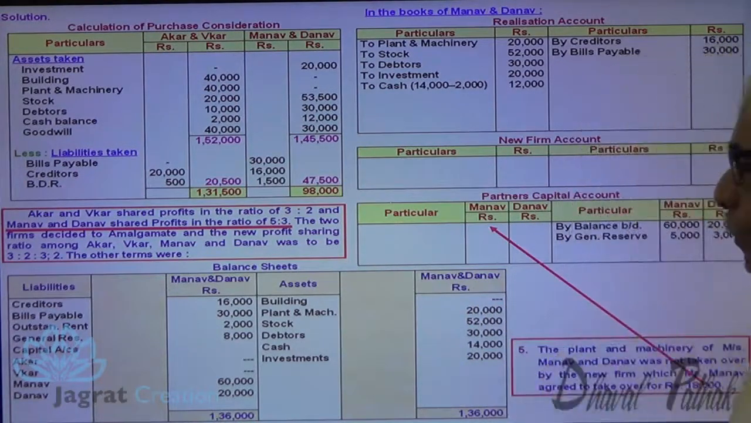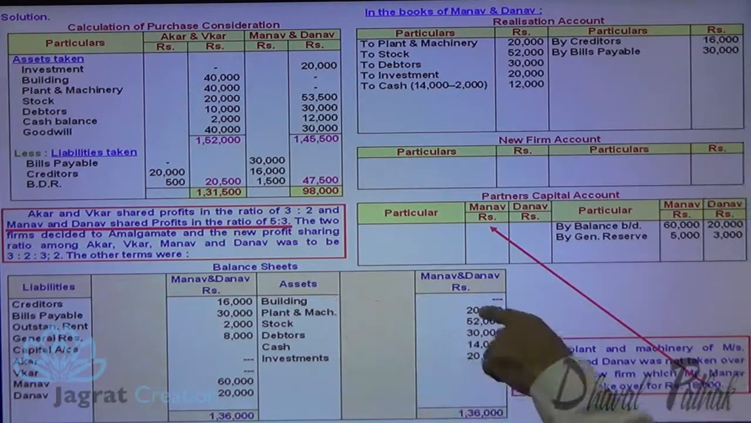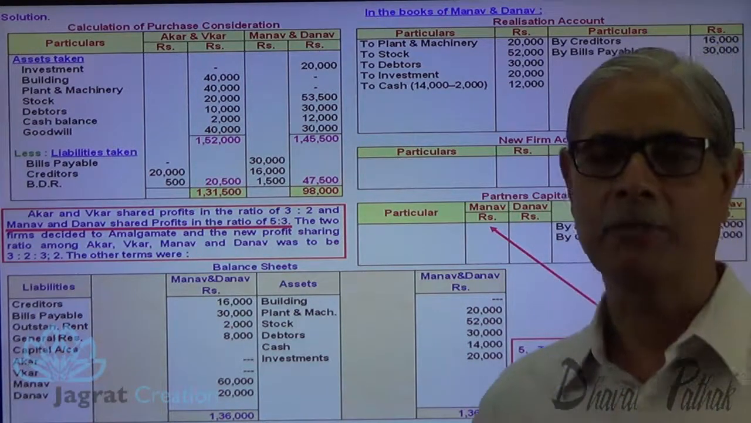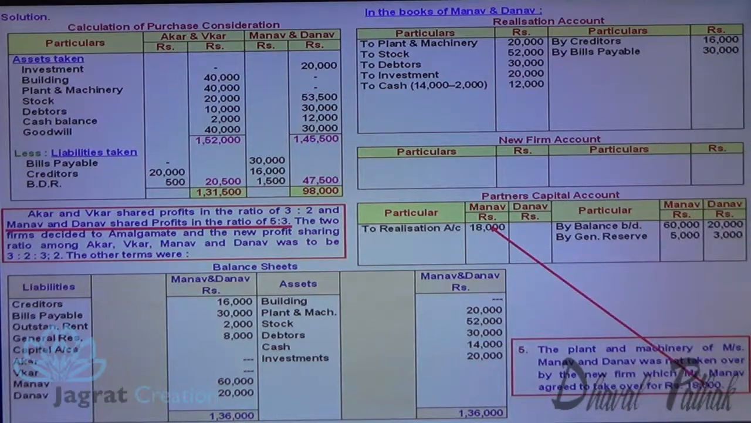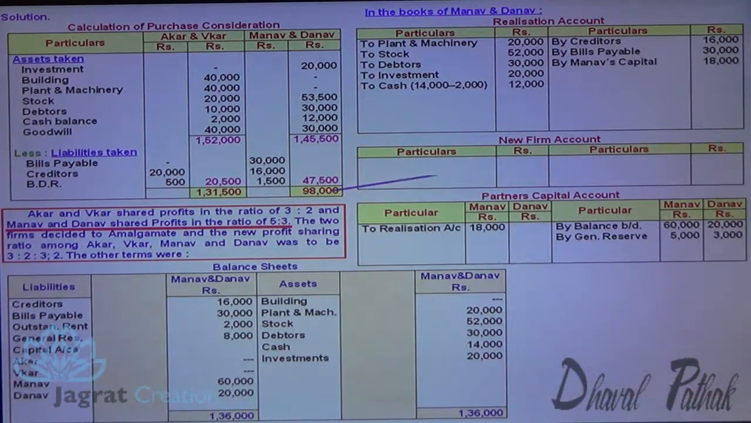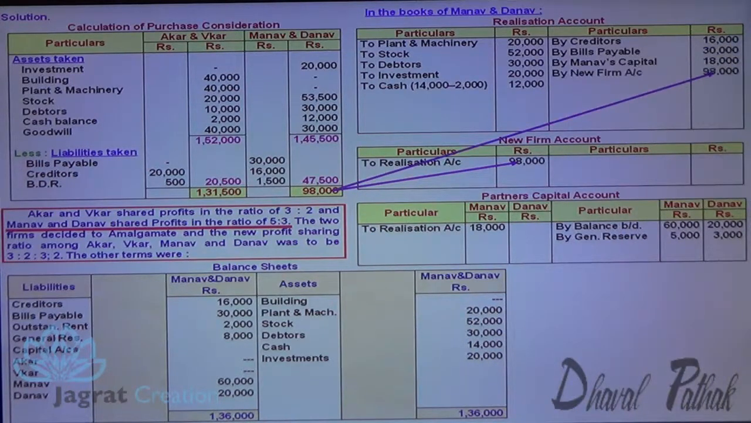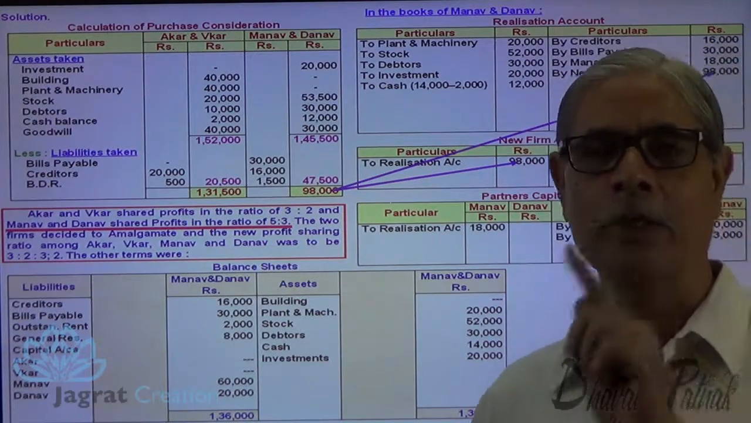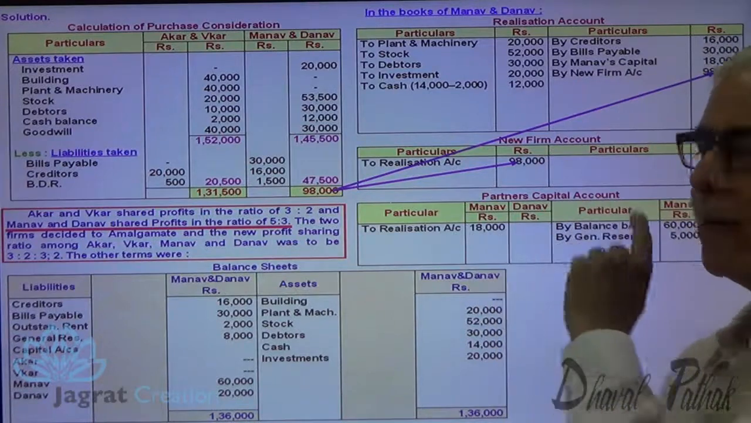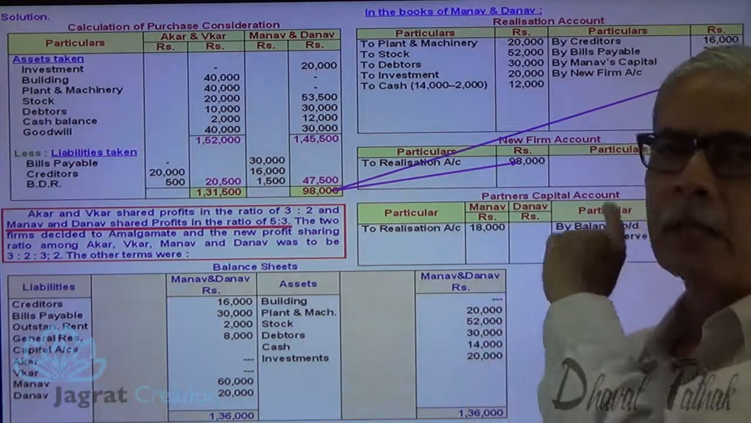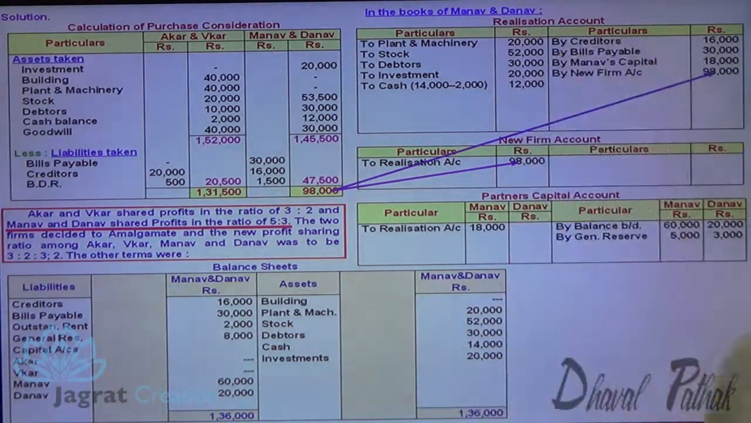One more point in this sum: the plant and machinery of 20,000 of Manav and Danav is not taken over by the new firm, which Mr. Manav agreed to take over at 18,000. So Manav has taken the plant and machinery for 18,000. So Manav's capital account debit, realization account credit 18,000. Now as I told you, this 98,000 is a sales price due from the new firm, new firm account debit, realization account credit. So all the assets and liabilities are transferred to the new firm except plant and machinery, which is taken by Manav. So Manav's capital account is debited for plant and machinery, and for other assets, the new firm account is debited and the realization account is credited.